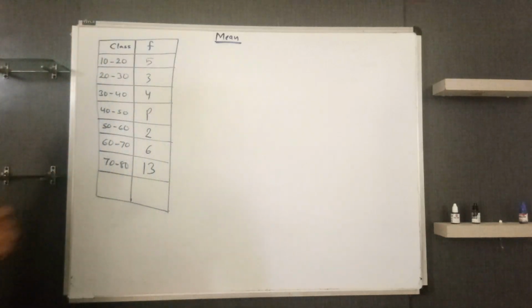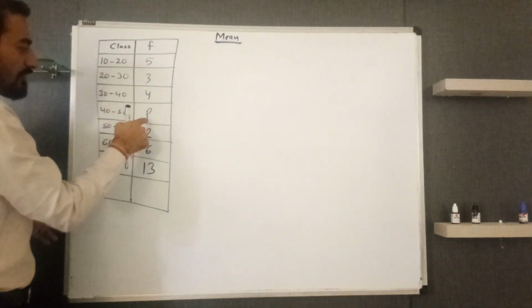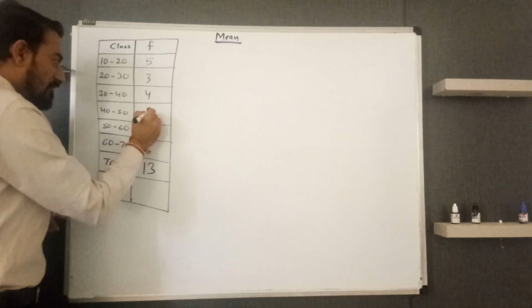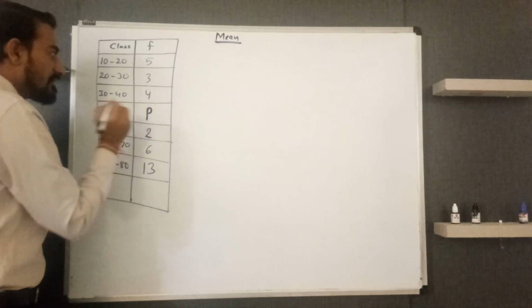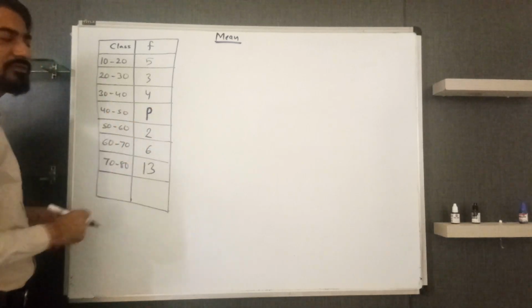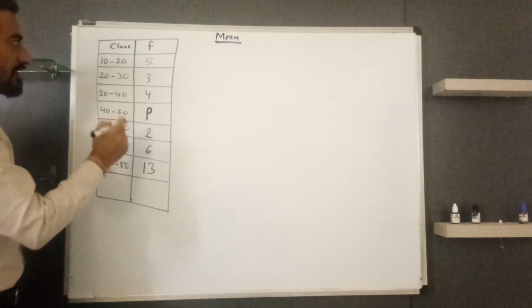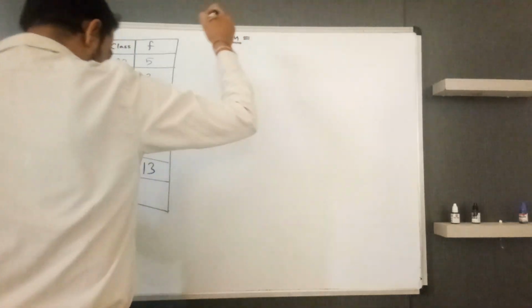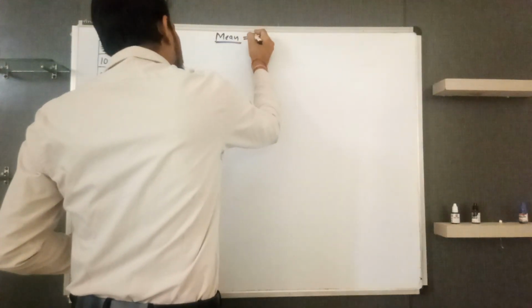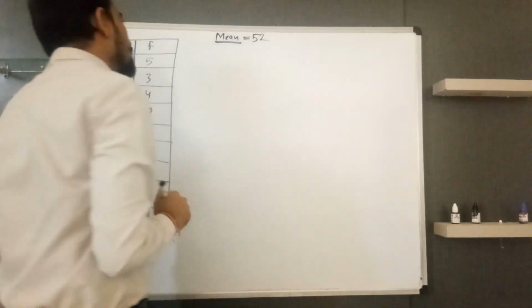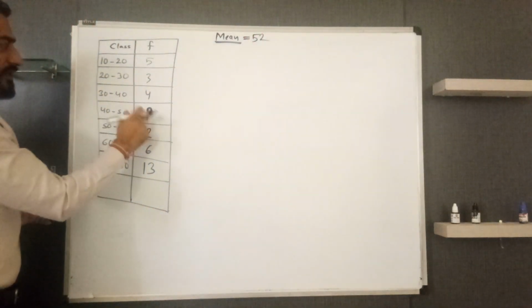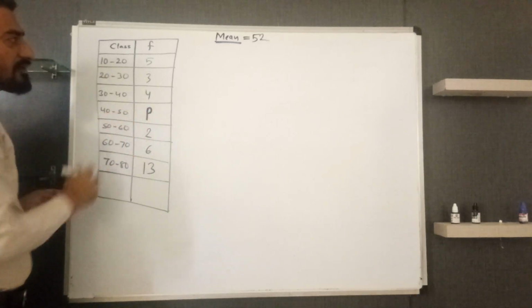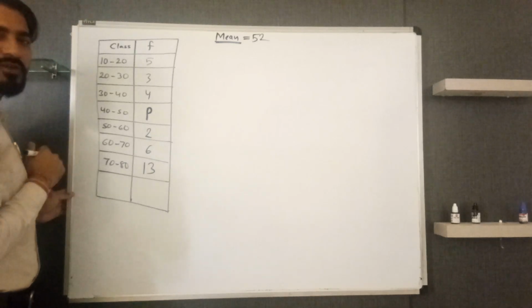These are the frequencies: 5, 3, 4, P, 2, 6, 13. This frequency we have to obtain. This is the missing frequency. P we have to obtain, the value of P. And mean is given here, 52. What we have to find? P. So we shall discuss how to find the missing frequency by every method.